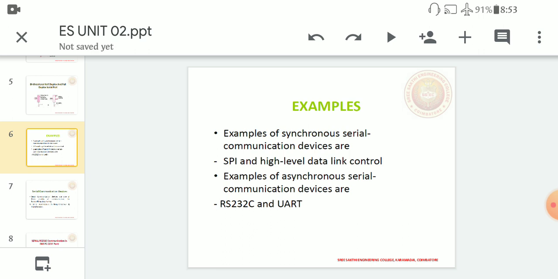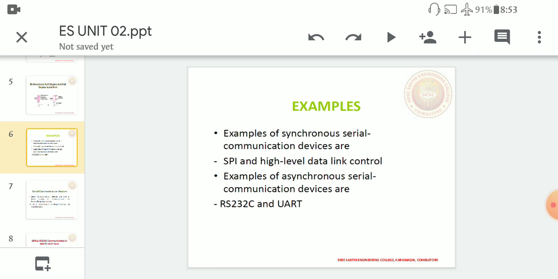So we have to come back again from the starting. We are seeing embedded networking. For embedded networking, we need an input and output port. For input and output ports, we are using communication devices, serial and parallel. For serial and parallel, we'll have synchronous and asynchronous modes of communication. For example, in the synchronous mode, we'll have the serial peripheral interface, and in the asynchronous mode, we'll have RS-232 and UART.